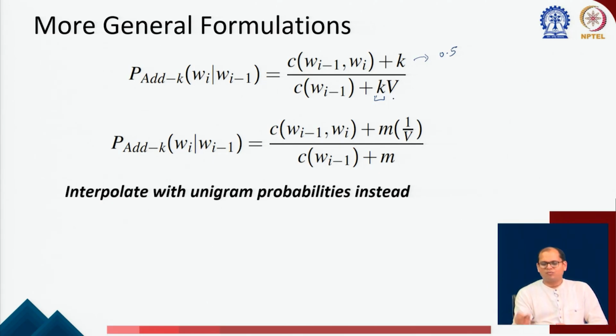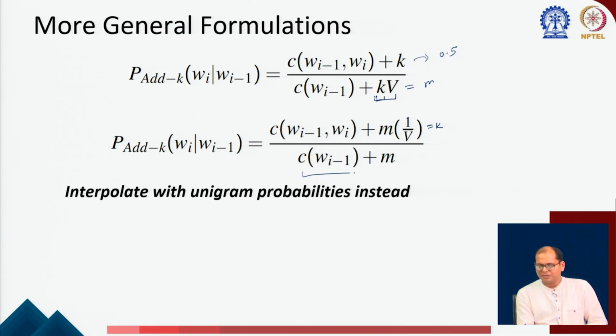So I'll add a k times v in the denominator. This is one way. Now another way of visualizing this is, suppose you take k times v as m, right? So then your k becomes m times 1 by v. Now you can see this equation in this particular form. And observe this equation. How do you interpret this?